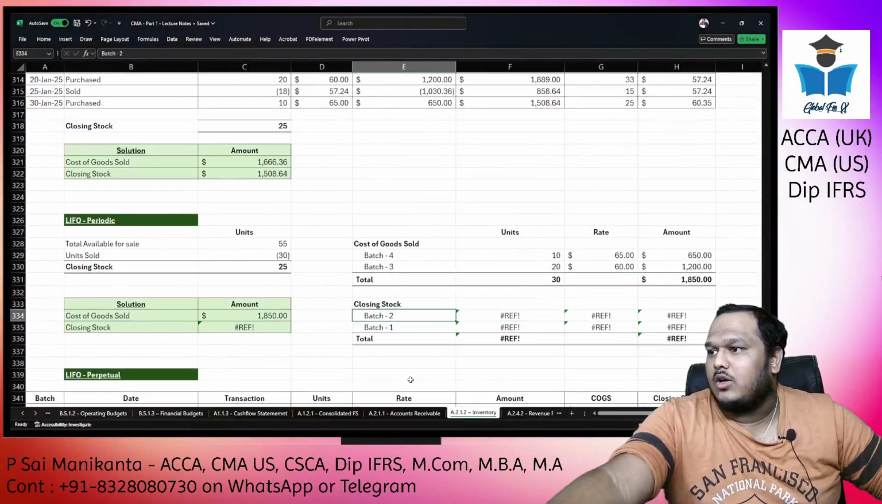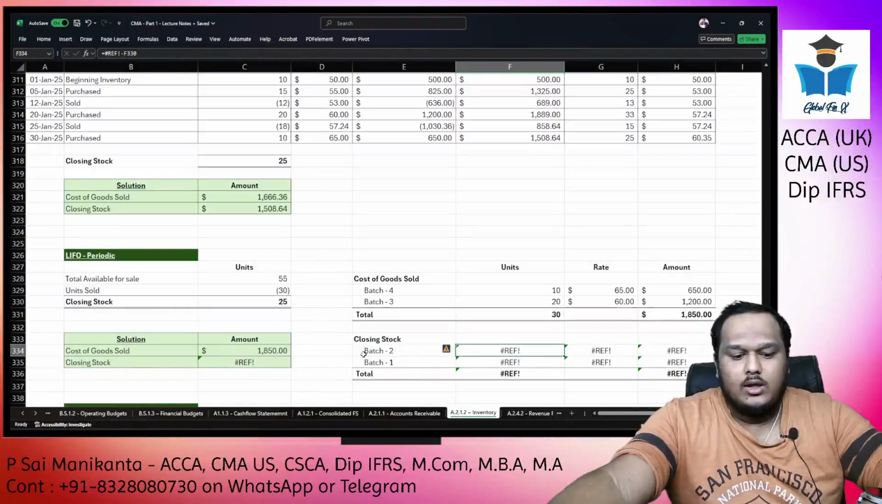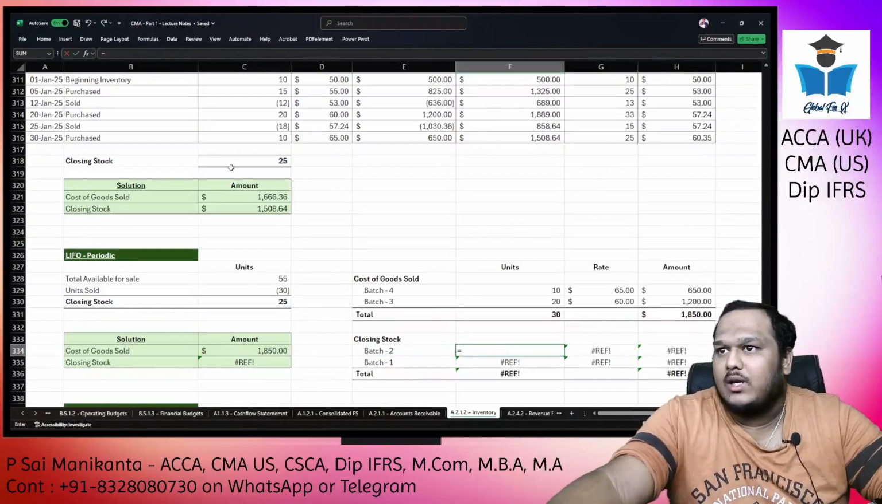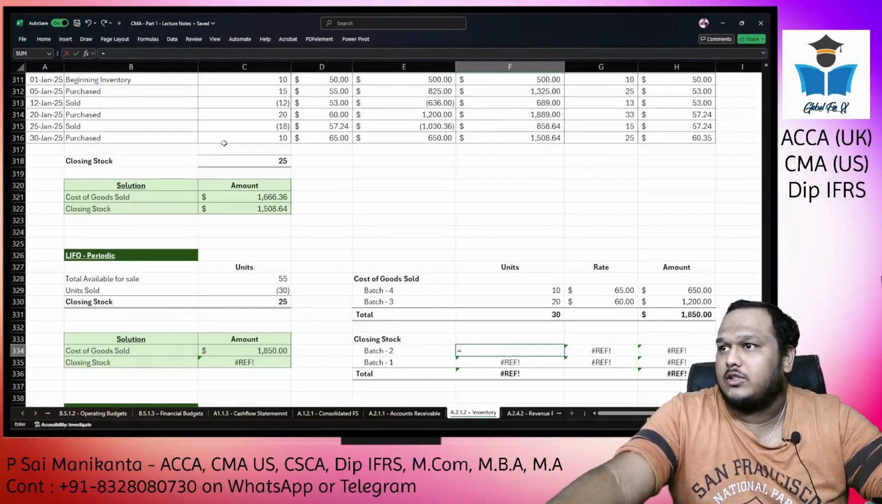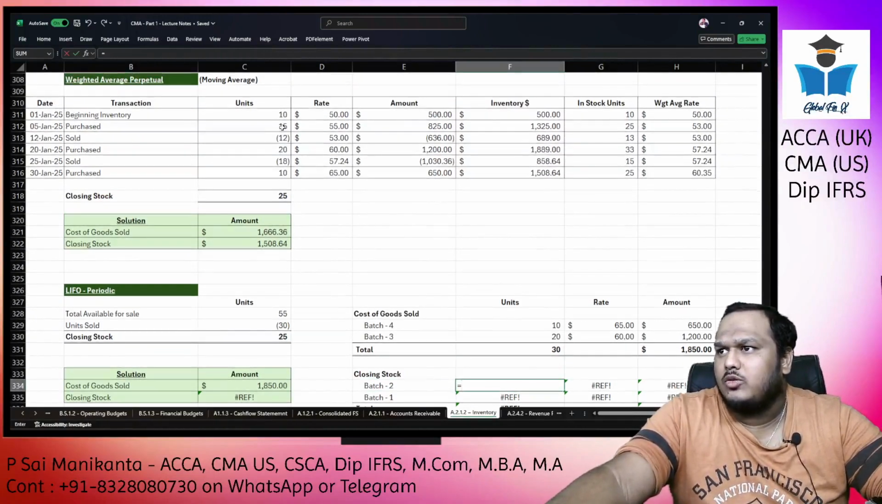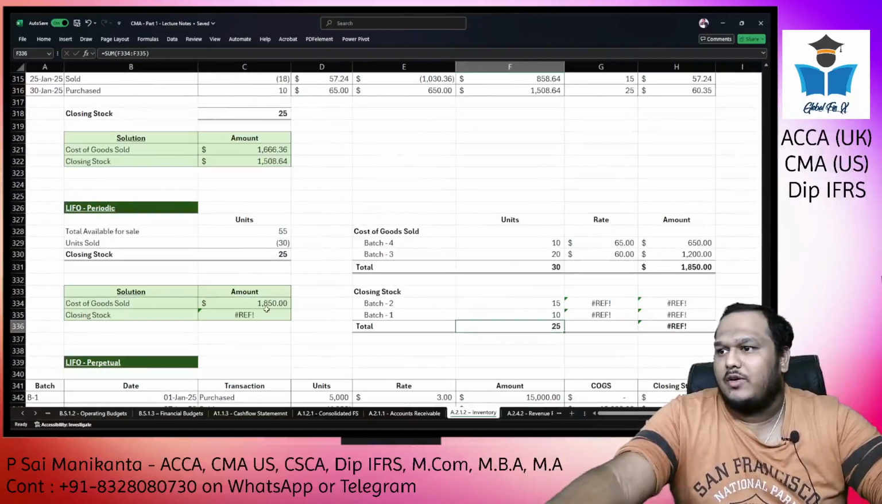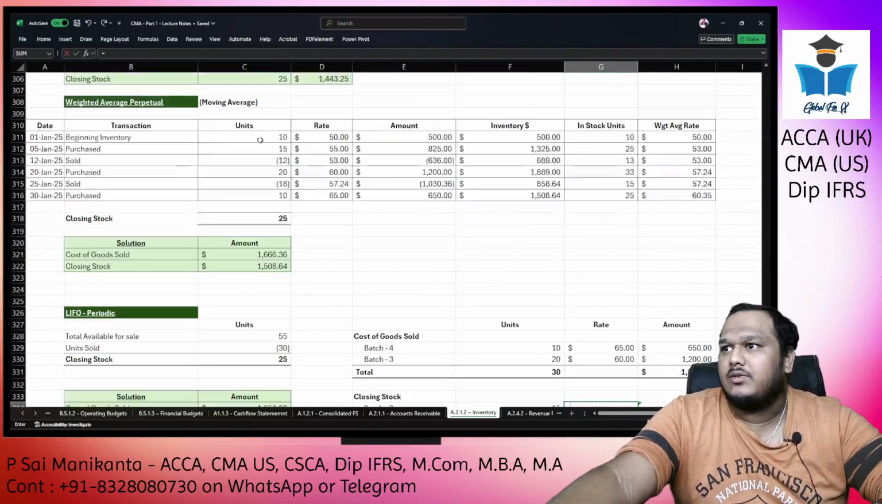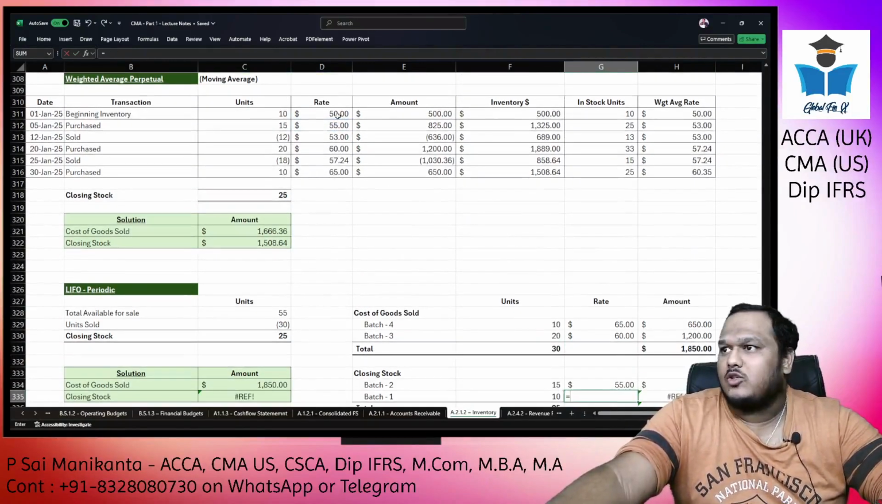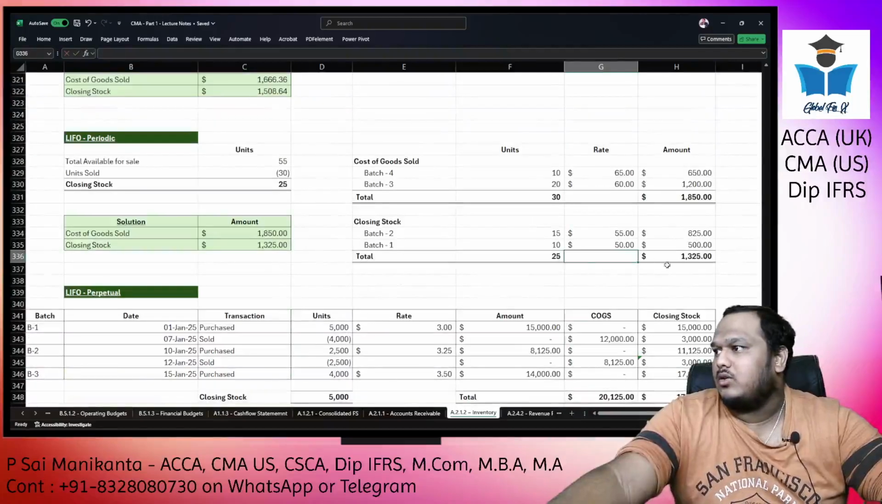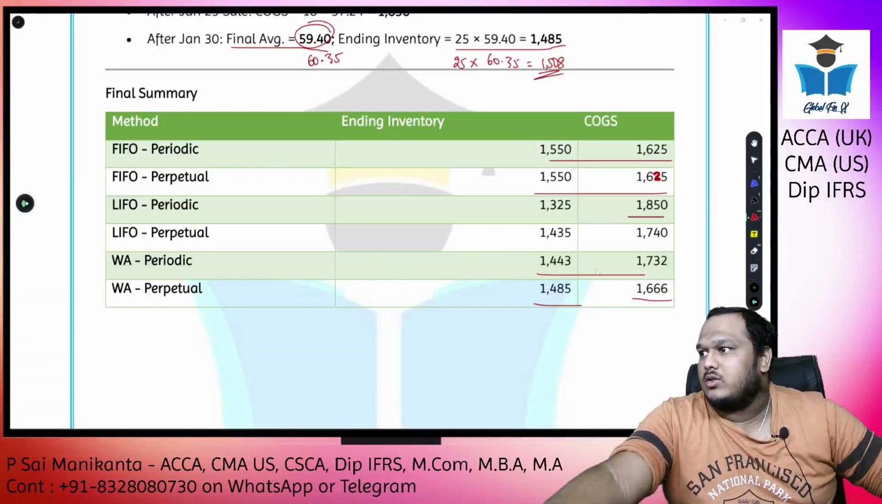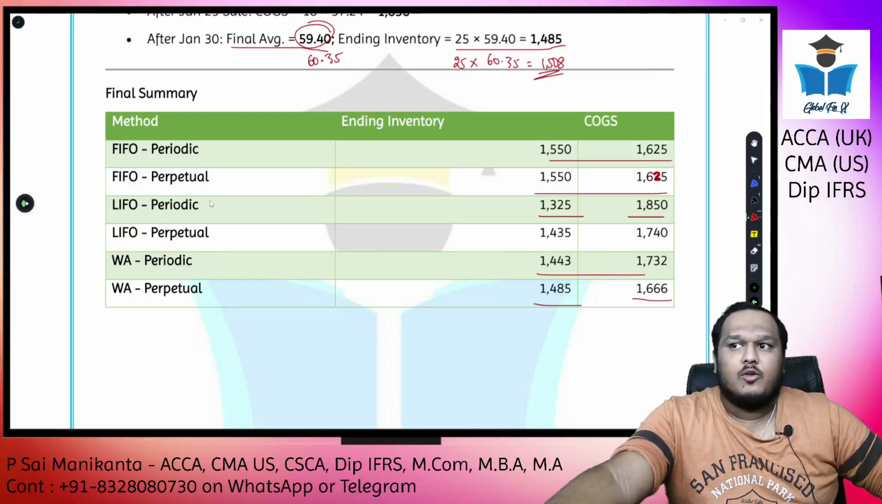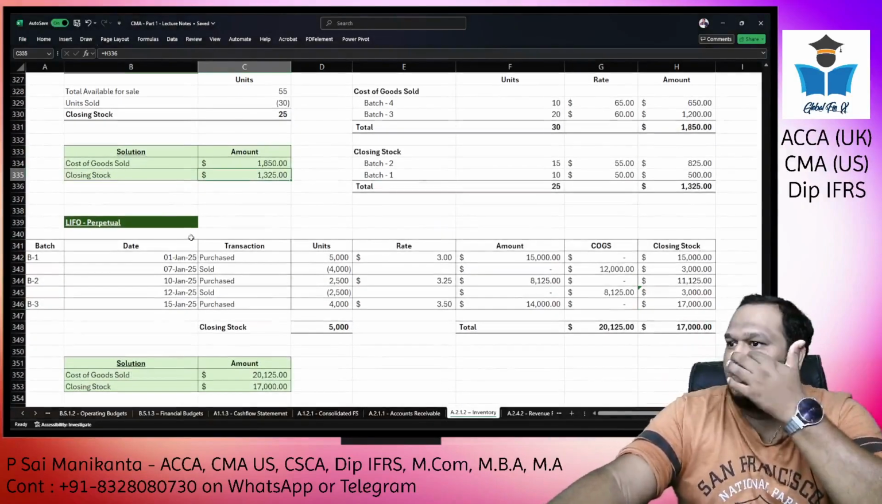Then closing stock will have batch 2 and batch 1. So entire batch 2 and batch 1 are left, luckily for us in this question. So batch 2 15 units and batch 1 10 units. So total 25 in the closing stock. Batch 2 rate is 55 and batch 1 rate is 50. So 1325 is the closing stock. 1325 LIFO periodic. Perfect.